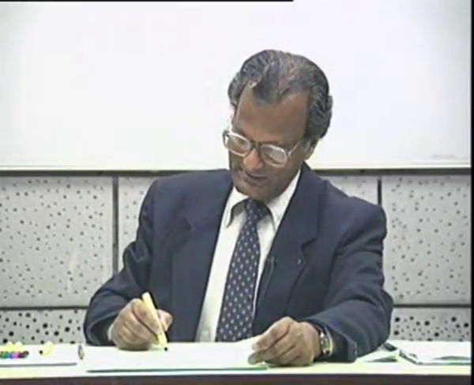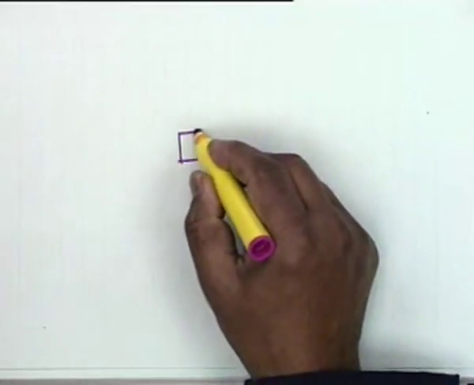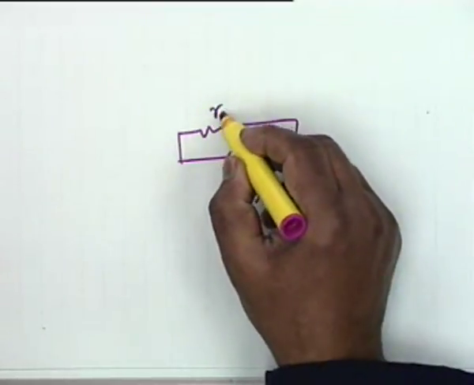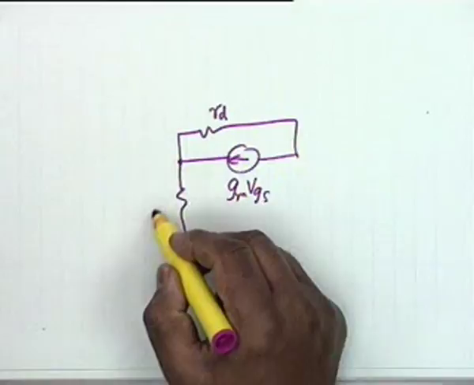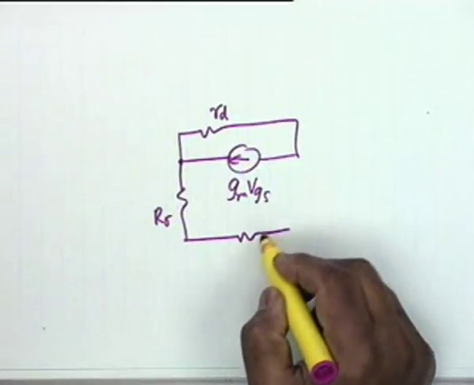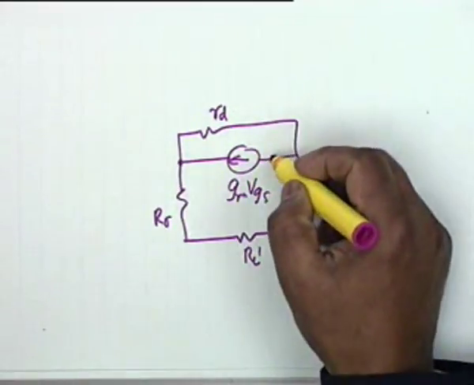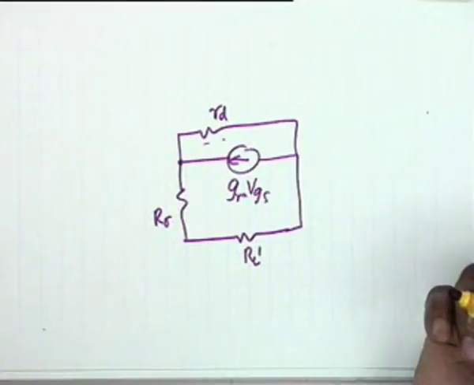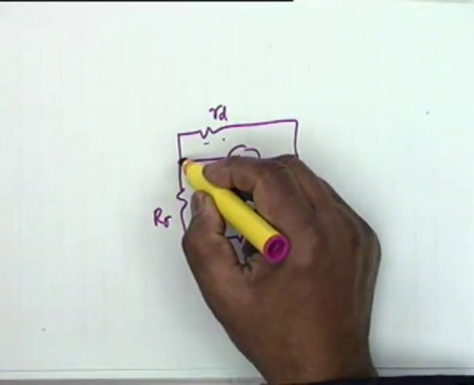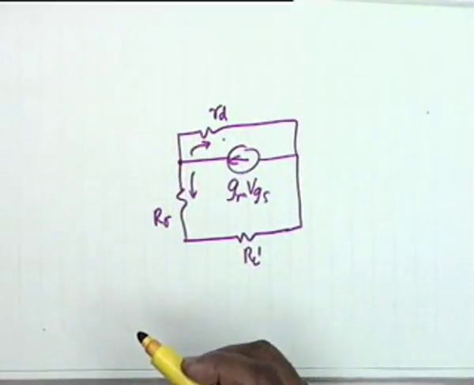There is a current source. Let me draw this. gm vgs, which is in parallel with small rd. Then we have R sigma plus RL prime. Therefore, this current has two paths. One is through this and the other is through this. Isn't that right? This current after coming here, where can it go? It has to flow like this and like this.